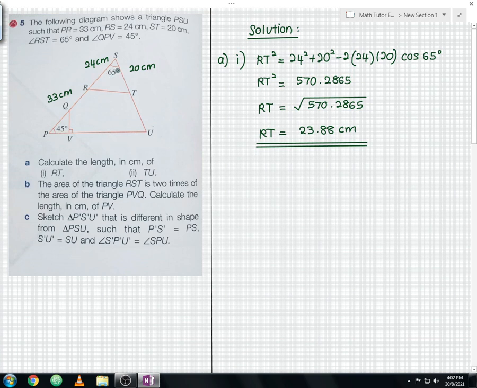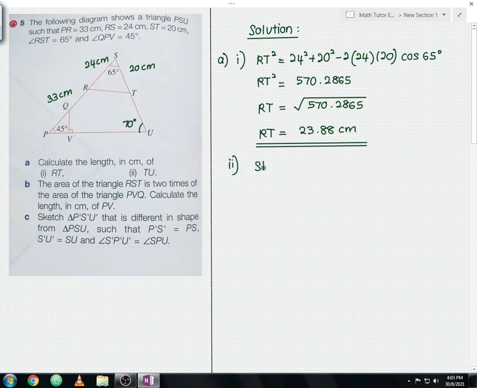Remember, the total internal angle of a triangle is 180 degrees. So from here 180 degrees, you minus these two angles. So from here you should get this angle is 70 degrees. Okay, so now it's possible for us to find the length of SU using the sine rule. So our first step will be finding the length of SU by using the sine rule. Okay, let me write the working here.